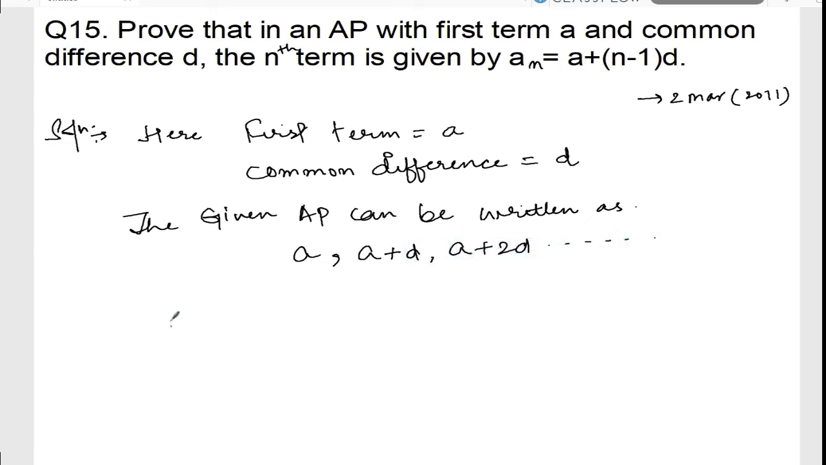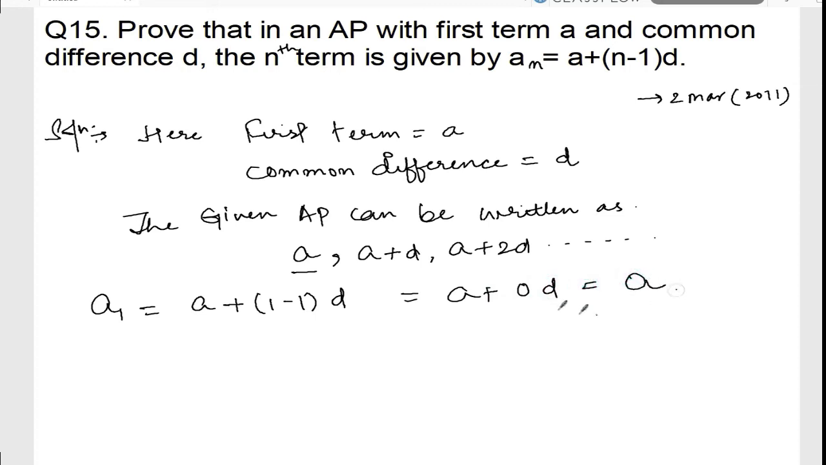Okay, so here the first term a1 is equal to a, right? Which I can write down as a plus (1 minus 1) d. 1 minus 1 is 0, so a plus 0 into d, a plus 0d, it is a. So I can write it down like this. Let me draft this one.